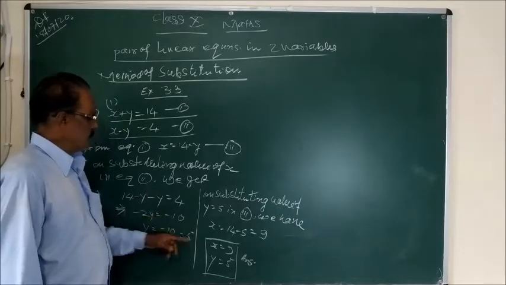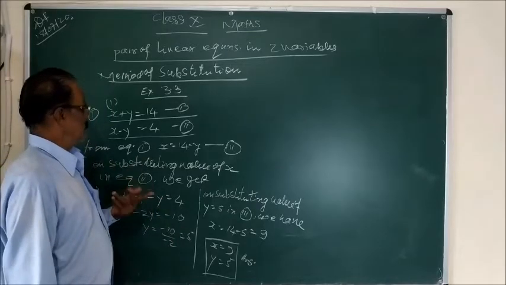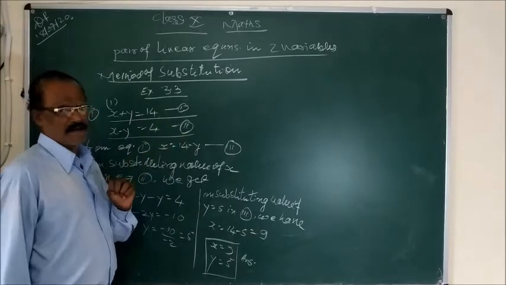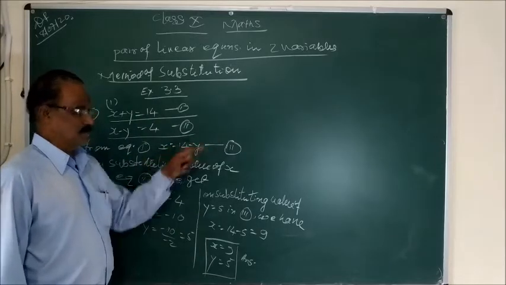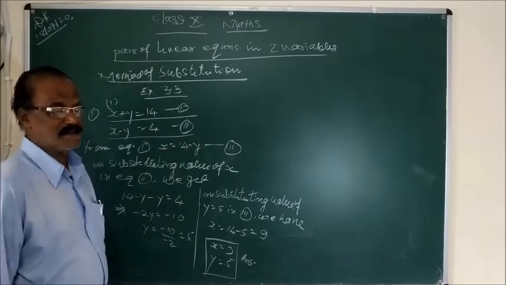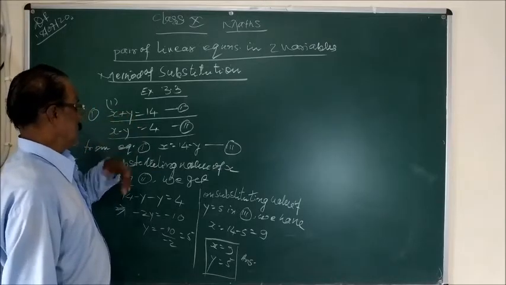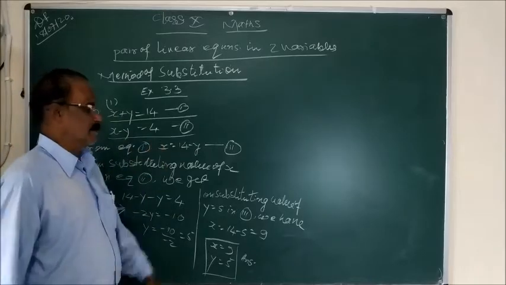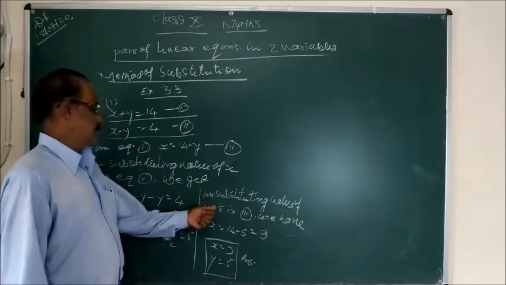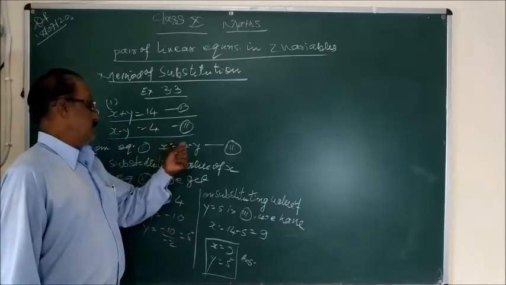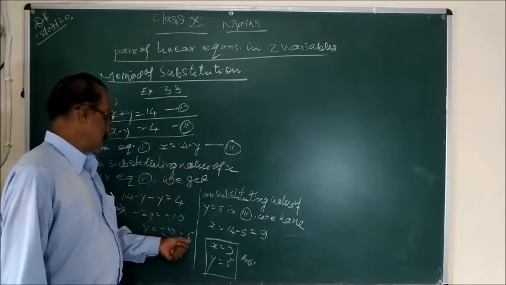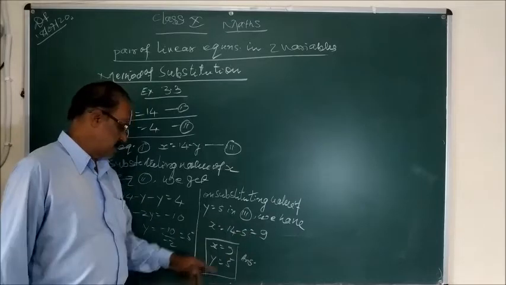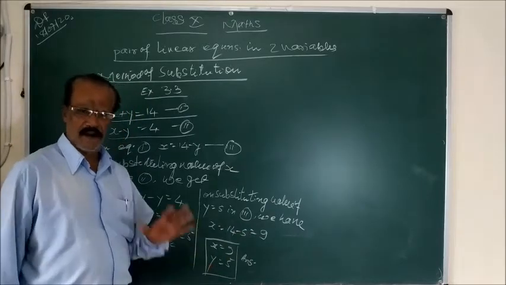Now you put this value y is equal to 5 in any equation, either 1 or 2 or 3. But it will be easier to put the value in equation third. Although you can put this value in any equation, you will get the value of x. So we have put here the value of y is equal to 5 in this equation, so you are getting x is equal to 9. 9 and 5 are the solution of this equation.